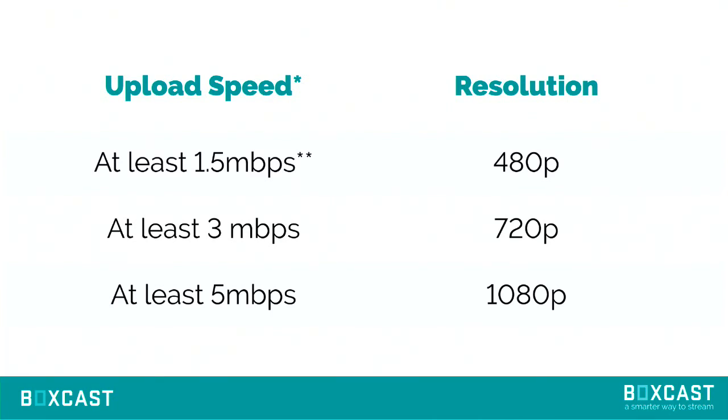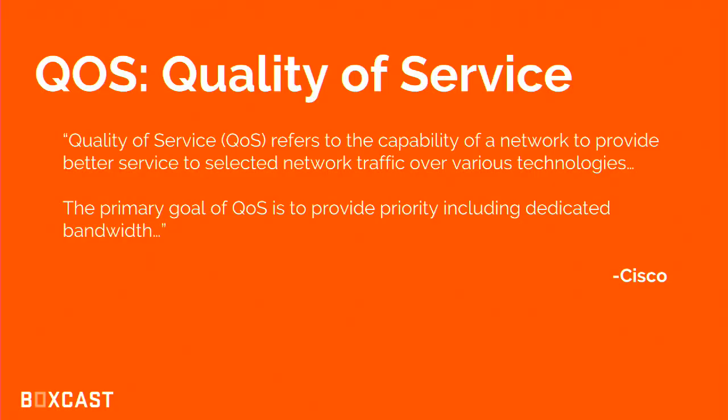And going back to people using the network itself, we'll talk about quality of service. And what I mean by that is just prioritizing your BoxCast encoder so that you can get priority on the network. So what does quality of service mean? Well, the primary goal of QoS is to provide priority, including dedicated bandwidth, to a specific device. In this case, your BoxCast encoder. The reason this is important is because, like I said, other people on your network might be using email, they might be uploading their own videos, and they might be doing a variety of different stuff that is going to eat away at your available bandwidth.